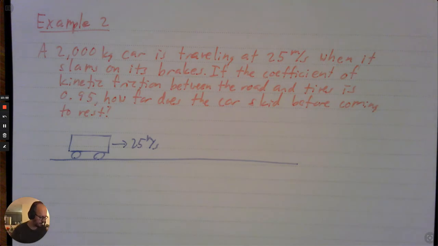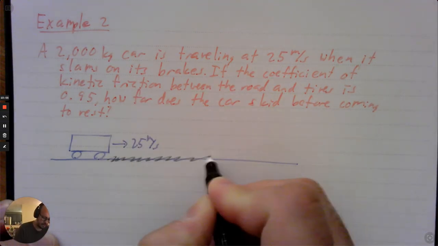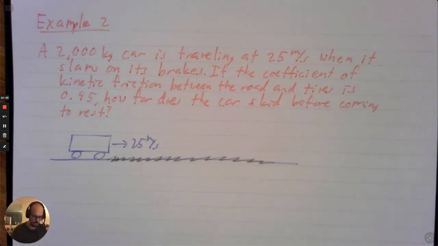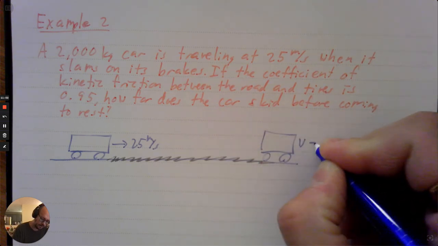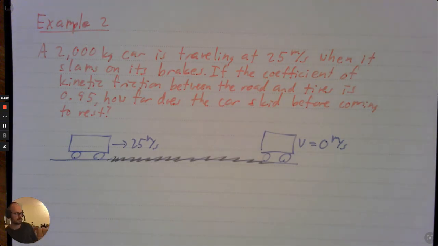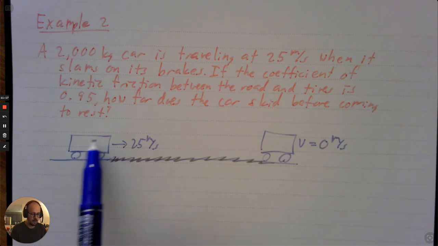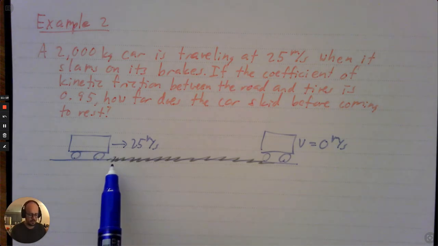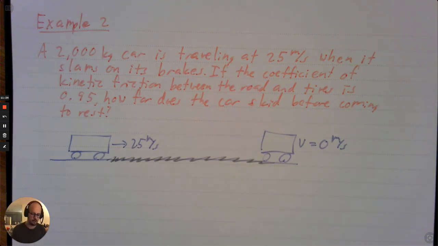So there's going to be a streak of rubber on the road, and at some distance later, the car is going to be at rest. And so this is the problem. We're going to imagine a flat road because I didn't indicate anything else. Conceptually speaking, this car has kinetic energy, and by slamming on the brakes, the road is essentially going to take the energy away.